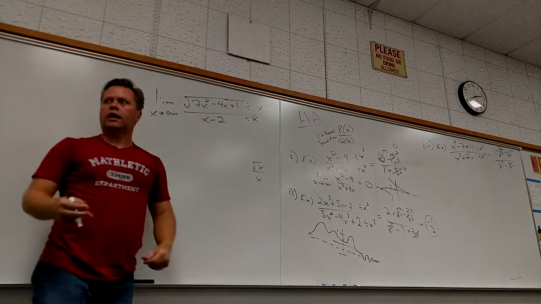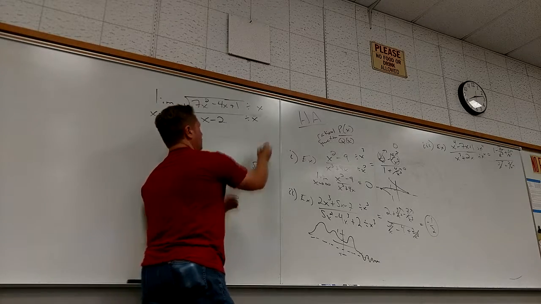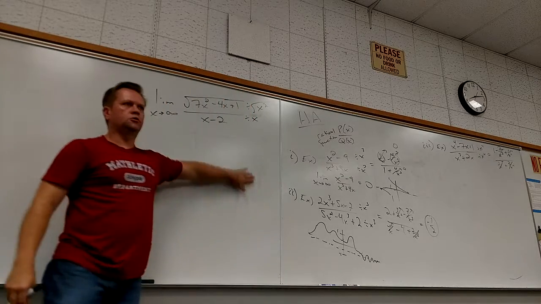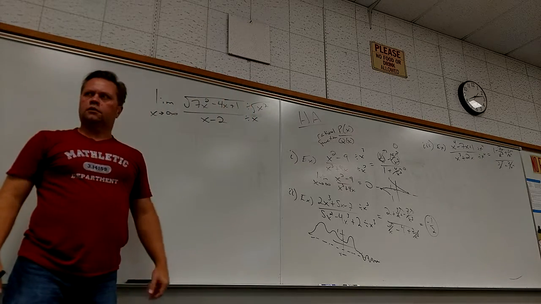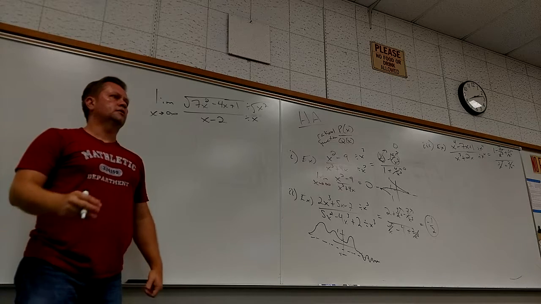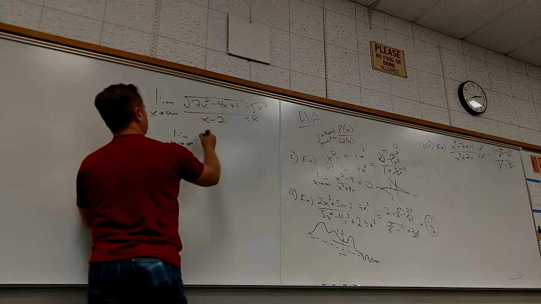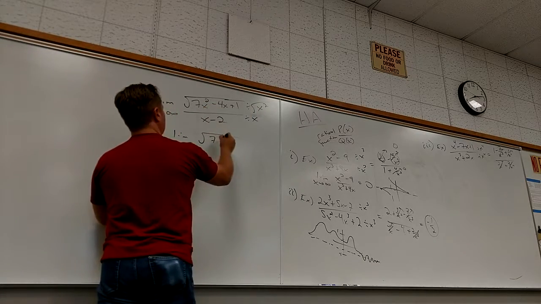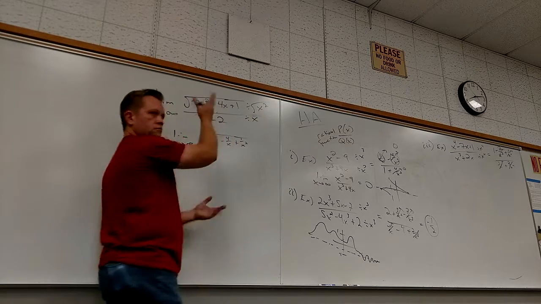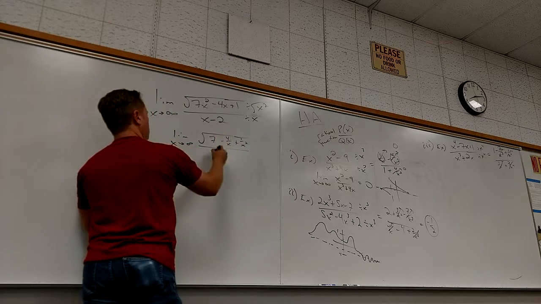Is that cool? How do I make the bottom have the same root? Yeah, square root of x squared. That's what x is. Cool. So then on the top I get the square root of 7 minus 4 over x plus 1 over x squared. Is that cool? Divide the x squared in. Over 1 minus 2 over x.